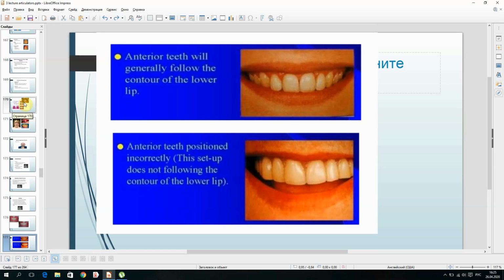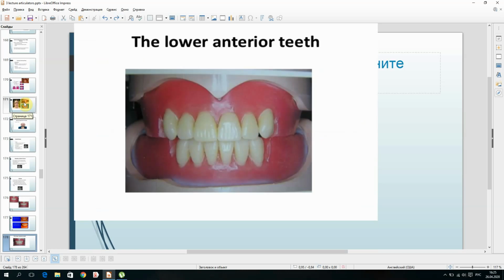Anterior teeth will generally follow the contours of the lower lip. Anterior teeth positioned incorrectly: this setup doesn't follow the contour of the lower lip. The lower anterior teeth.